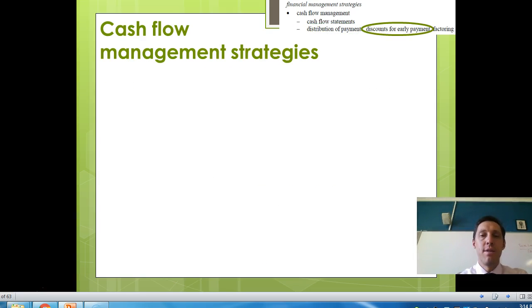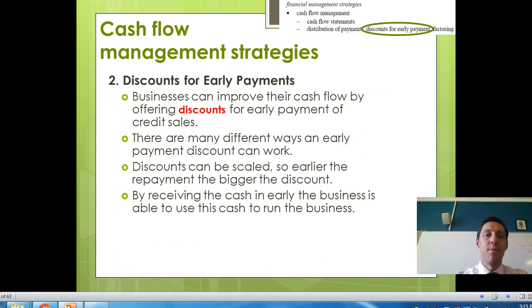The second one is a discount for early payment. So a business can improve their cash flow by offering discounts for early payments of their credit sales. So for those businesses who owe the business money, so the debtors to the business, a business might offer a discount if they pay early. So for example, send the account to the relevant party: you owe us this money, this account must be paid within 30 days. However, if you pay within 14 days, we will give you a 5% discount or a 10% discount.